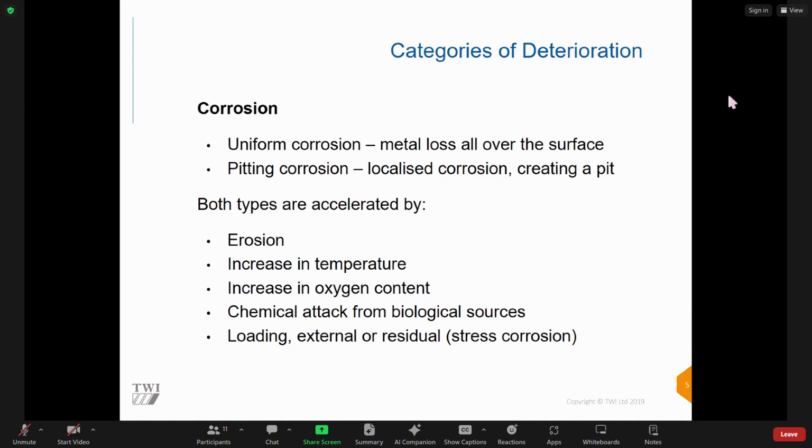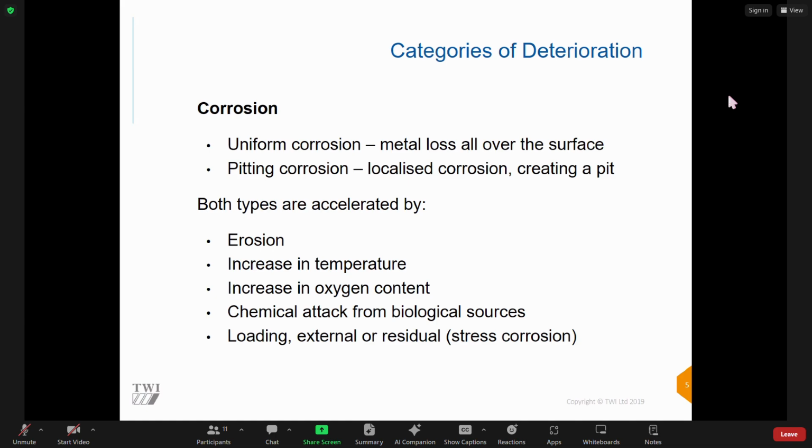Increase in temperature. Again, we'll see tomorrow that the definition of corrosion is an electrochemical reaction between a metal and its environment. So with almost all chemical reactions, if you increase the temperature, you increase the rate of that reaction, don't you? Okay. Corrosion is no different. Anything operating at an elevated temperature has the potential to corrode at a faster rate. So increase the temperature, increase the rate of corrosion.